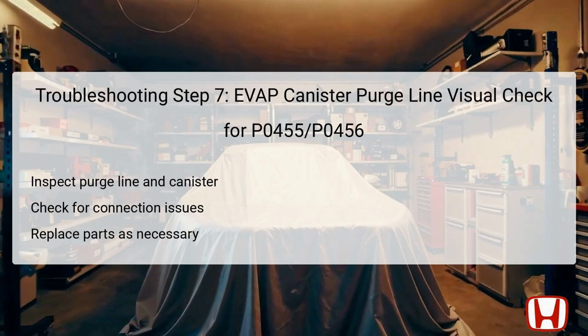In the seventh step, inspect the EVAP canister purge line and canister for any connection issues or damage. The purge line runs from the EVAP canister to the purge valve, and any issues here can affect the entire operation of the EVAP system. If you find these components to be damaged or improperly connected, replacement of those parts is necessary.